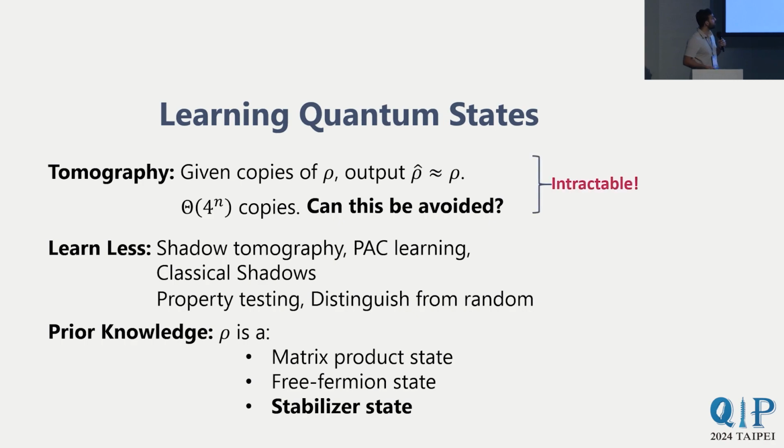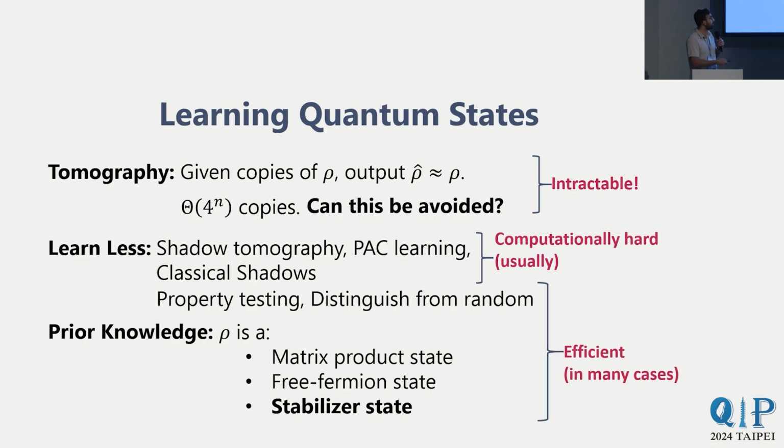So already on the screen, we see that we don't expect to run tomography on large systems. And shadow tomography, classical shadows, and PAC learning have exponential improvements on the copy complexity, but in many cases, these remain exponential time algorithms. And for everything else on the screen, we now have several examples of time-efficient learning algorithms.